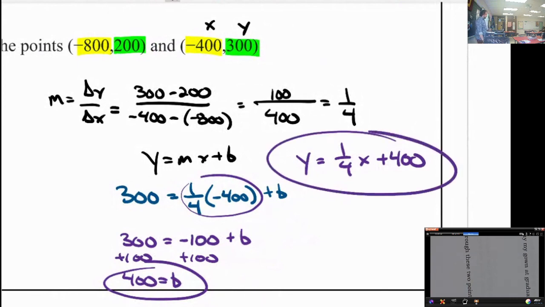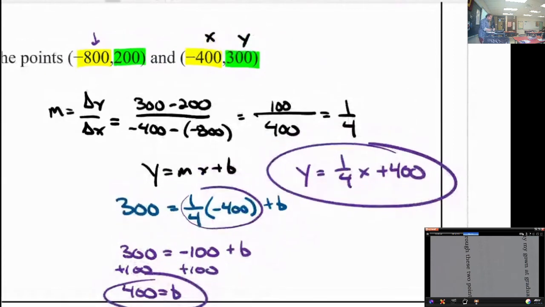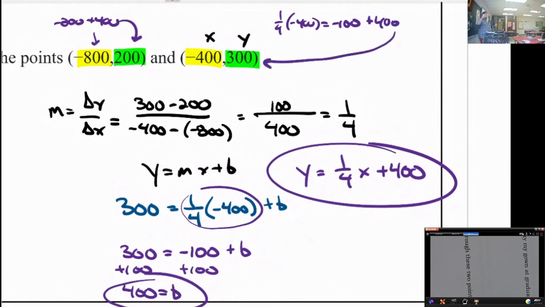And again, before we leave this problem, it's a really good idea to spot check that. 1/4 of negative 800 would be negative 200, and negative 200 plus 400 is, in fact, 200. And in the other equation, 1/4 of negative 400 is negative 100, and if you add 400 to that, you, of course, get 300 also, so you know that it works.